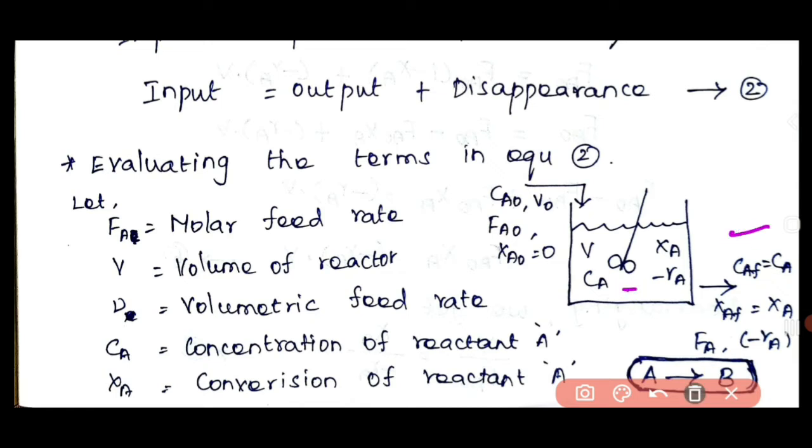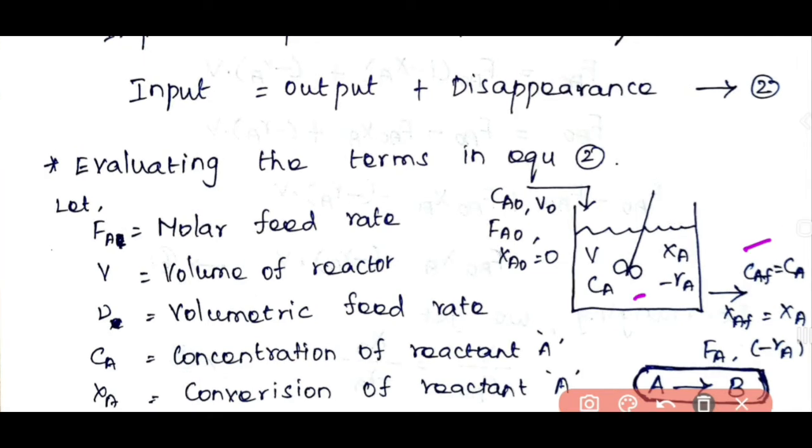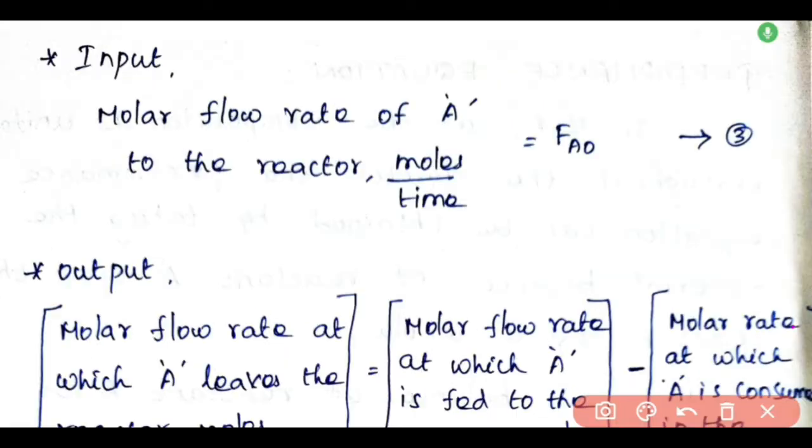Okay, then we know that for a mixed flow reactor, the composition of the exit stream should be the same as the composition of the fluid within the reactor. So here the final concentration of your reactant is Ca, the final conversion is Xa, the final molar feed rate is Fa, and the rate of the reaction is minus Ra.